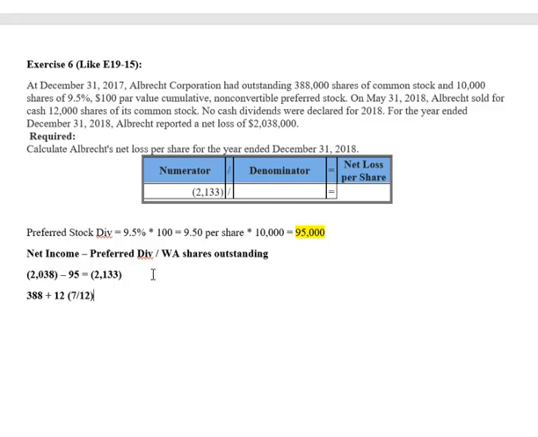So notice we have to prorate those shares. We're going to take 12,000 times 7 out of 12, and we get 7,000 shares. So that's going to equal 388,000 plus 7,000, which gives me 395,000 weighted average shares outstanding. So be very careful when we talk about shares outstanding, because if we issued shares during the year, we have to prorate those.